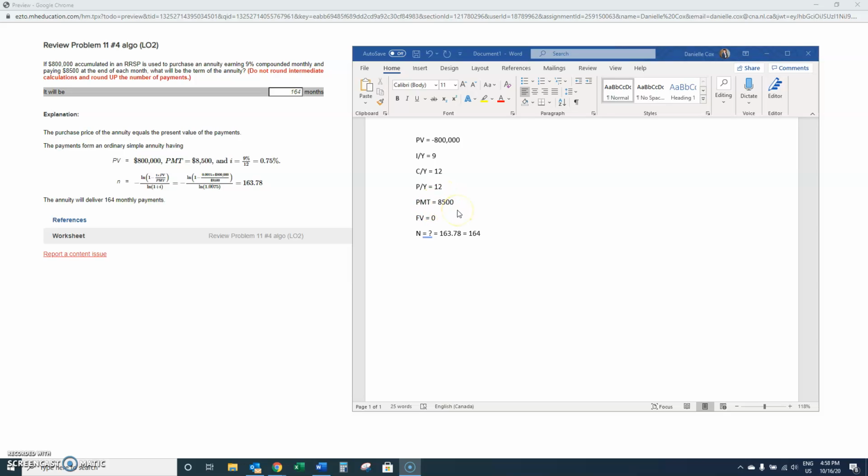And the payment, that payment is coming to you. You've purchased the annuity with the 800,000 and now you're receiving payments of 8,500. So that's positive. So at the end of the annuity, there's no money, it's 0. So future value is 0. And we need to calculate N. So you just put all those values in, N, and then you compute your N and you will get 163.78. So we are going to round up to an even number of payments, to 164.